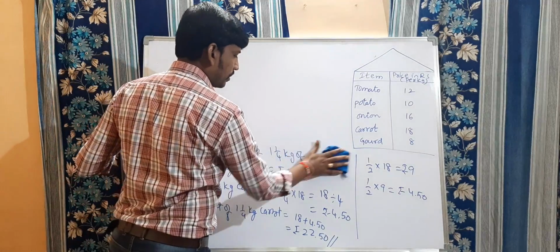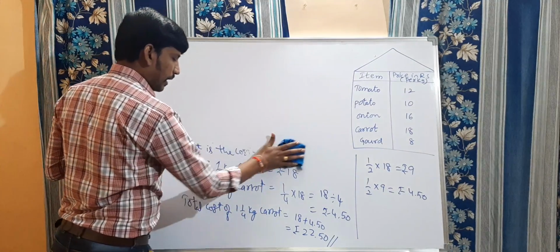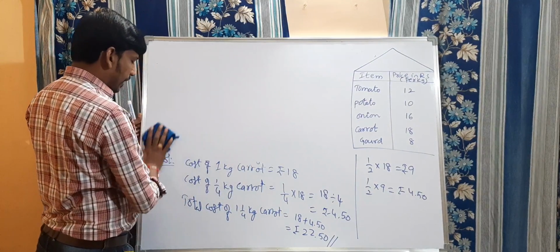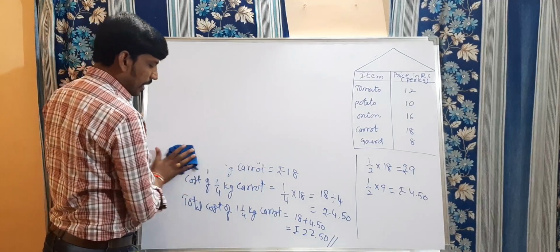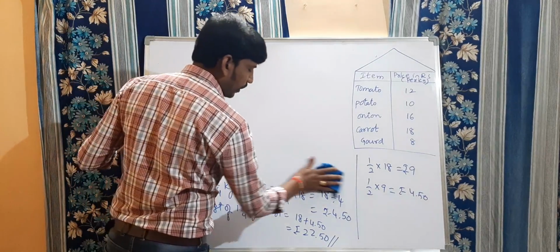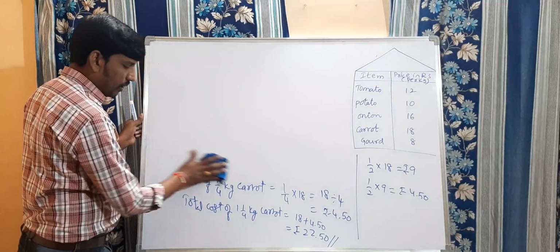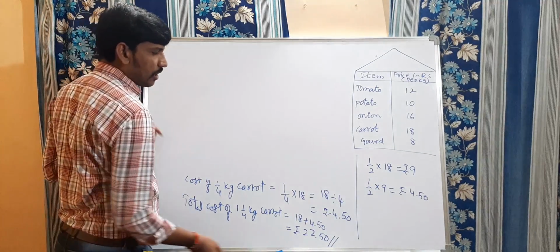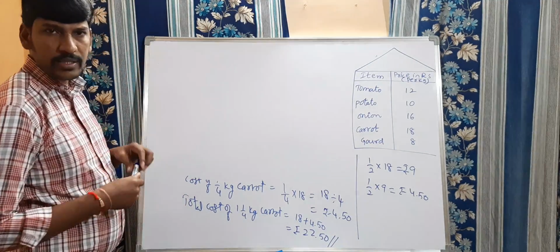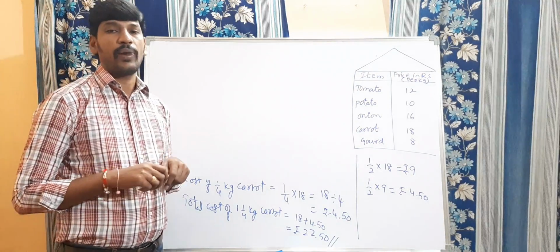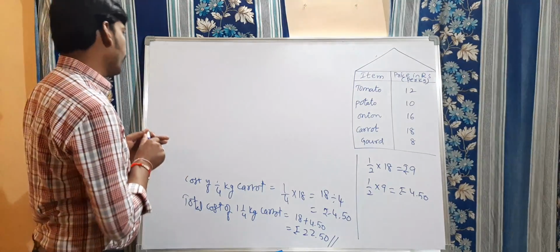Yes, 16. 3 kg is equal to how much? 3 eights, you just multiply or add 8 three times. 8 threes are 24. Then what about 4 kg? 4 kg of gourd is equal to how much? That is 32 rupees. Then what is 3 by 4? What is 3 by 4? That we are going to find out here.